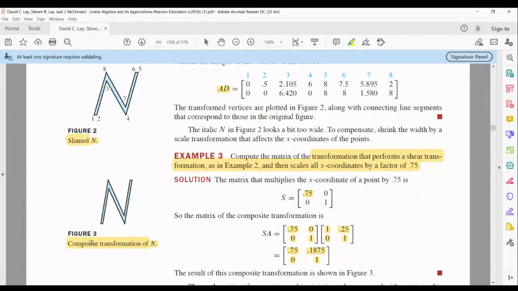You compare figure 2 and figure 3. Figure 2 is the slanted N. Figure 3 is the slanted N, but then you're scaling it. It's thinner in the x direction. All right, are there any questions on that?